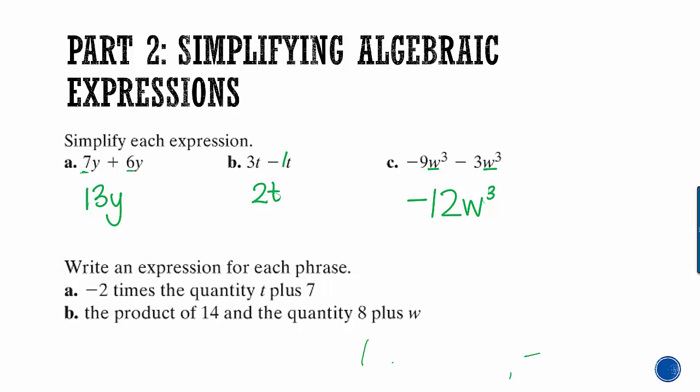And then the other thing you'll be asked to do is write an expression for a phrase. We've already had some experience with this, but they bring it up again because it's more focused on the distributive property. So you actually had a problem like this on a quiz and on a test. Negative 2 times the quantity t plus 7. So when you see that word, you're taking whatever you get here and then multiplying it by negative 2. We need those parentheses there. And then the product of 14 and the quantity of 8 plus w. So again, we want to figure out what 8 plus w is first and then multiply by 14.